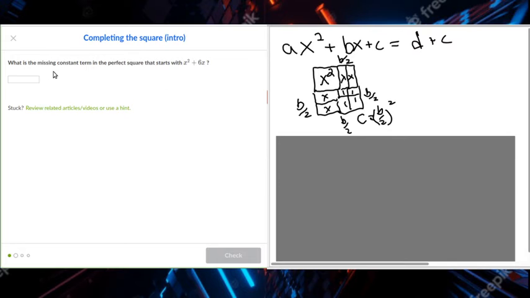Okay, what is the missing constant term in the perfect square that starts with x squared plus 6x? I'm going to go ahead and draw this out again, because this is really difficult for students to understand, what's going on and why we're doing it. So if we have x squared, I can have an x squared block here, and I can get that by having one side equal to x and the other side equal to x. So if this is x long and x long, then the area here is x squared. And I'm going to have 6x, so I need to put half of those over here.